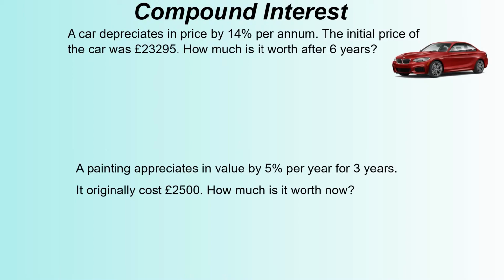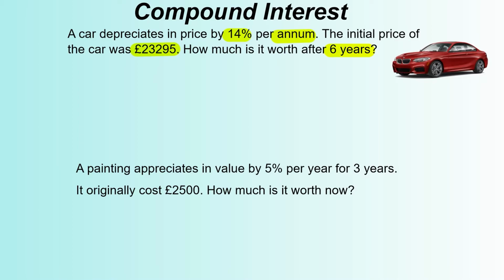So the first example: a car depreciates in price. Depreciates means goes down in price by 14% per annum. The initial price of the car was £23,295. How much is it going to be worth after 6 years? So here we're looking at a few key things. The initial value of the car was 23,295. It depreciates by 14% per year. That's what the word annum means. And we're looking at a period of 6 years: how much will it be worth at the end?